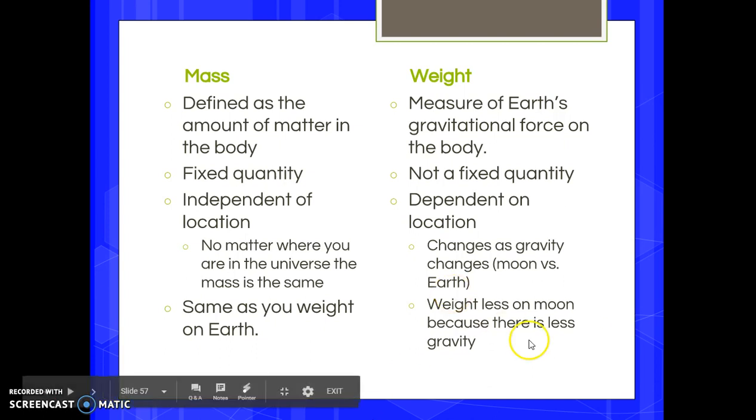And I know there's some typos on here. You're going to weigh less on the moon because there is just less gravity, but it doesn't mean that you're losing actual mass. You're not losing any matter.